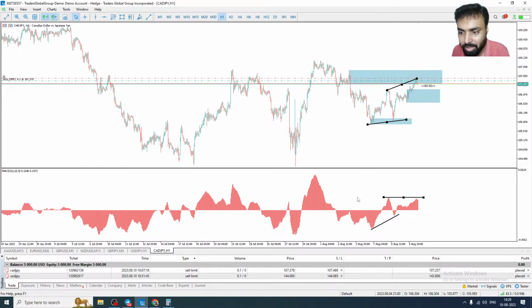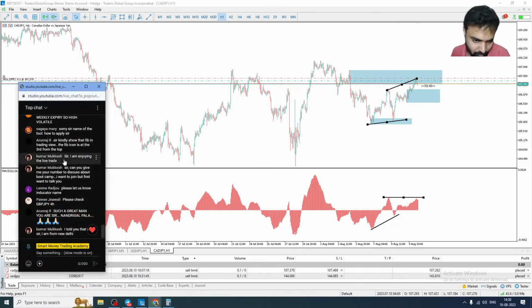But you can include these kinds of tools also for getting more, what do you call it? Confluence. Okay. All right.